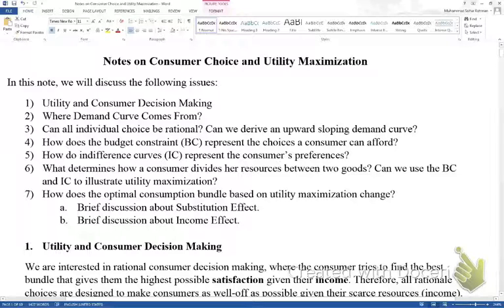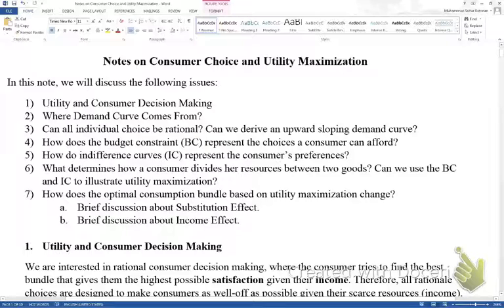We will then talk about how this decision-making process results in a demand curve. Our demand curve, as you have learned before, shows us the combination of price and the quantity that a consumer is willing to buy at those prices. Now, a demand curve gives us an idea about what the consumer is willing to buy.